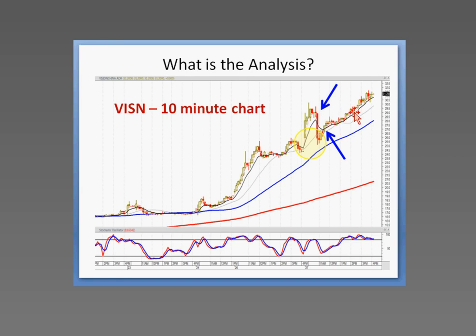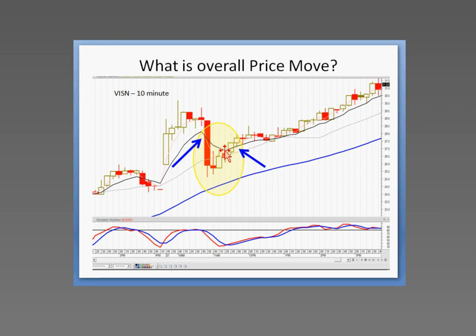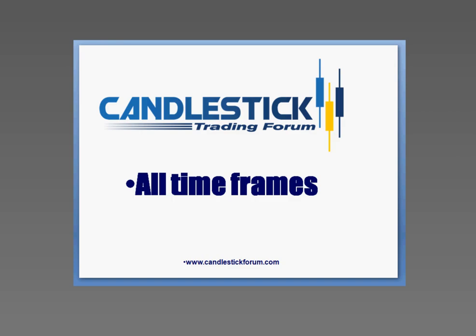Why would you buy a stock that's dramatically overbought? Because what do we expect coming out of a fry pan bottom? A very big price move. So the 10-minute chart would have gotten me back in the position and made more profits until the next day when it opened lower. So the T-line works on all time frames.